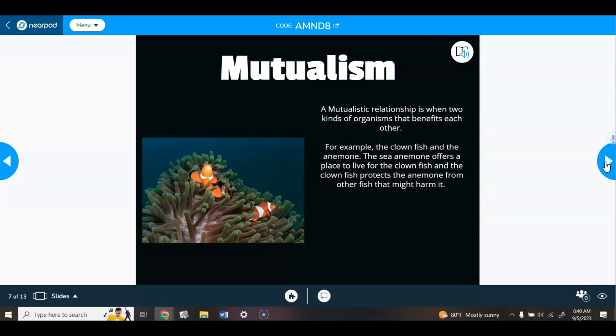The sea anemone stings things if you touch it. So some fish that might try to come and eat the clownfish, they either get stung or they go away. Sometimes they die if they try to get near the clownfish because the sea anemone is protecting. So it's very mutualistic. They both get good things.